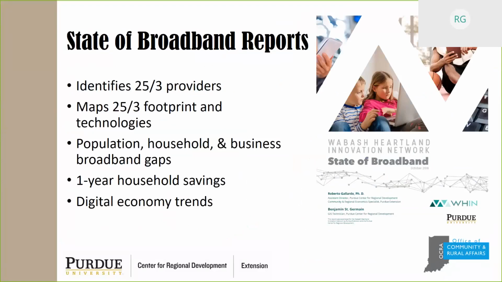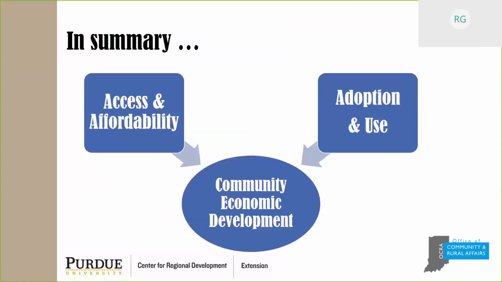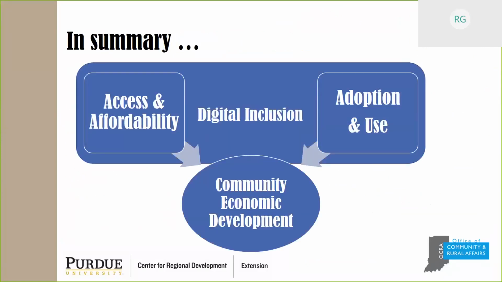And then lastly, we've been doing some regional reports, what we call the State of Broadband reports, where we identify the 25-3 footprint. At this point, you should know what 25-3 means. We also overlay some information as well as some digital economy trends as it's being measured now. So in summary, you have access and affordability, which is important. Then you have adoption and use, and all these together are digital inclusion, and they together lead to community economic development. If you overlook one, then you're going to have a harder time to improve the quality of life of your residents. So I think that's the last slide, Eric.